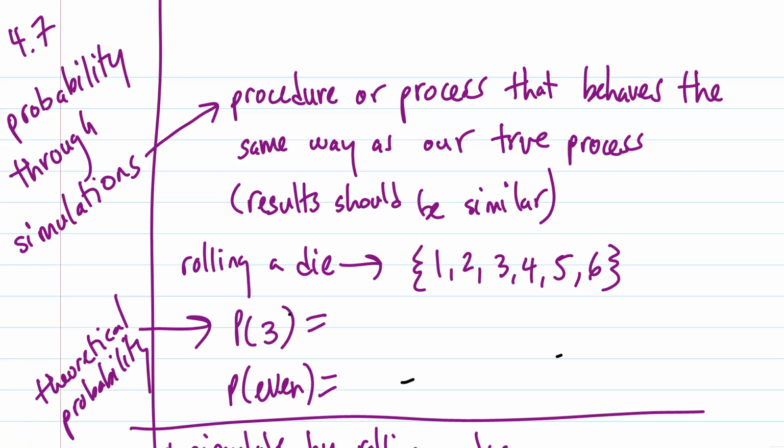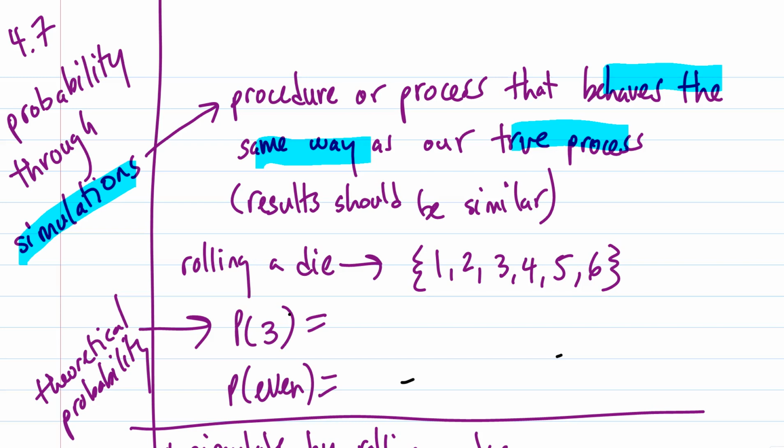So for section 4.7, we're going to look at simulating probability. And there's a couple ways of doing this. But whenever I'm simulating, basically what we're doing is we are using some procedure or process that behaves the same way as our true process, and our results should be similar. So this is a way that we can approximate probabilities, and we can see what we would see over multiple events.